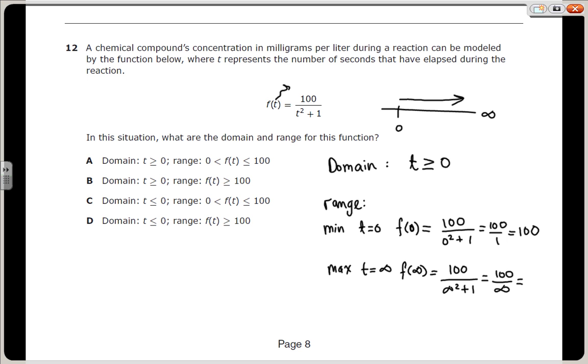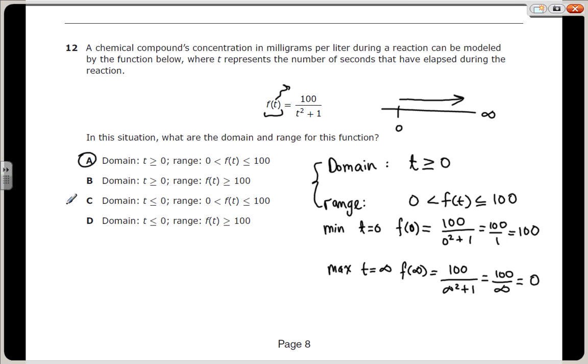So if you divide 100 into infinitely small itsy-bitsy pieces, what size will each piece be? If you divide 100 into infinitely many pieces, guess what? Each piece will be so small that you can't see it. So 100 divided by infinity is simply 0. Alright? So basically our range is going to be going from 0 all the way to 100. So our range, on the dependent variable, which is f of t, is going to be from the smallest, 0 is less than f of t, and f of t is less than or equal to 100. Alright, so these two combinations will give us our answer. So the answer to this problem is A.